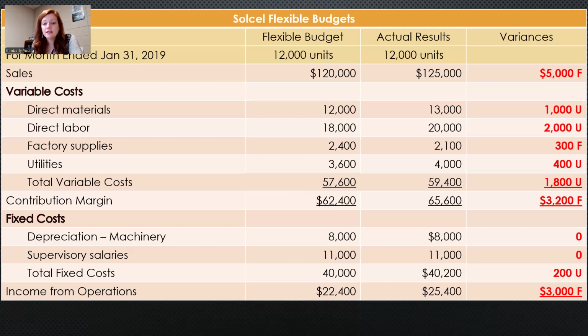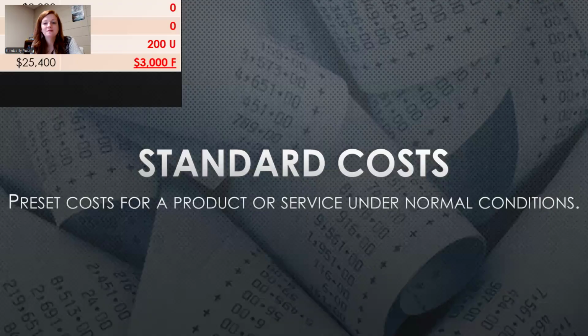So when we take all this into consideration, was that 25,400 that we saw in income when we did our fixed budget, was that good? Yes, it was 3,000 more than we expected to have in income from operations, considering the 12,000 units. So we actually did really well on this, and that is great. So going forward, we know we might need to tweak our future budget, but we know that we did well this month.